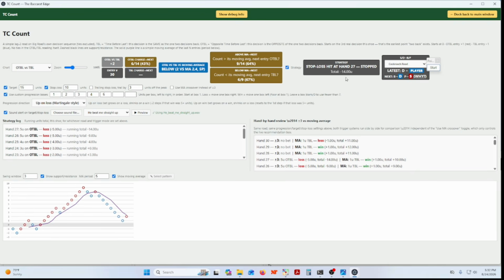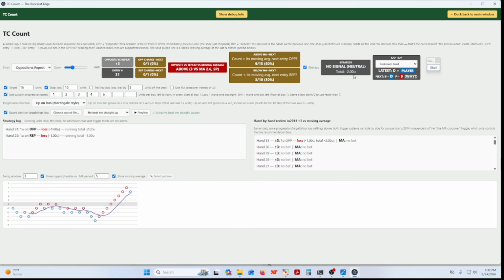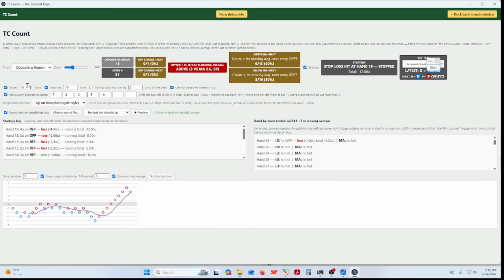On opposite, last time, you got stopped out. You're down 14 units. On opposite repeat, you're down 2 units. Okay? And if you want to see what the moving average is doing, all you have to do is put a check on moving average instead of +3 -3. So, let's move this down to 10 and see if we get any changes.